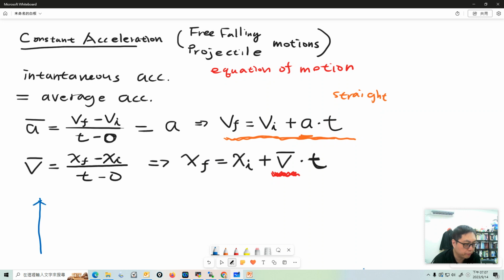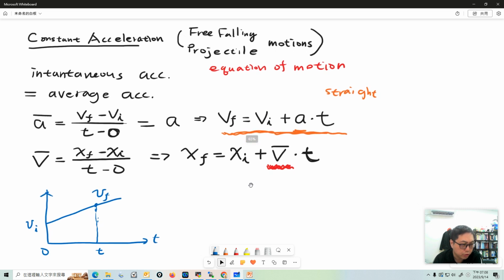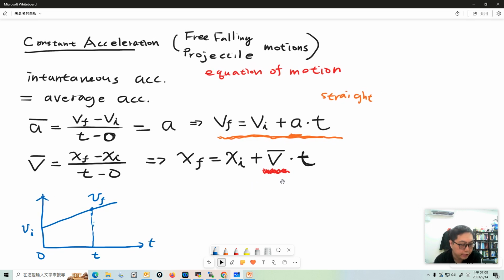Let's draw a VT diagram. If I draw this equation, it looks like this. Here is t equals 0 with vi, and here is vf. If a is positive, the velocity keeps increasing from vi to vf, and the slope of the VT diagram is a. This is a graphical representation of this equation. So what's the trick we are going to make?